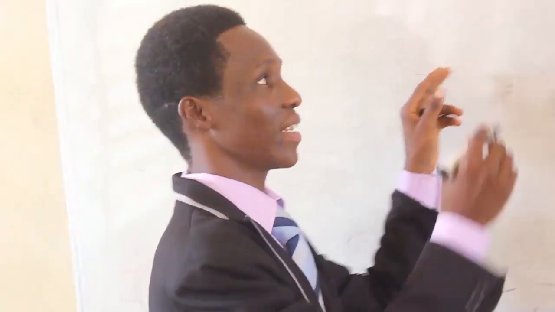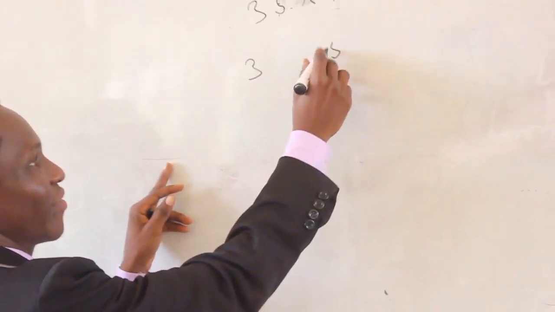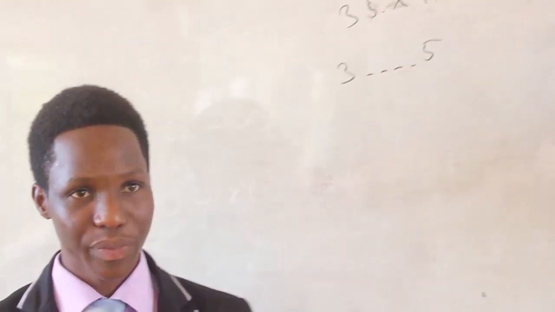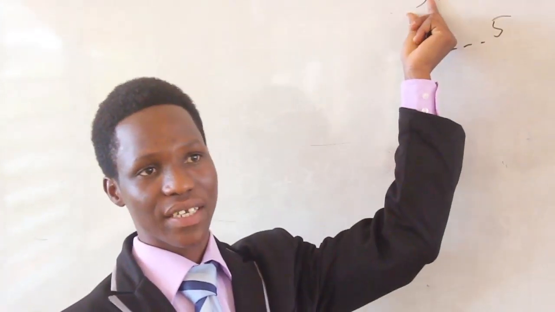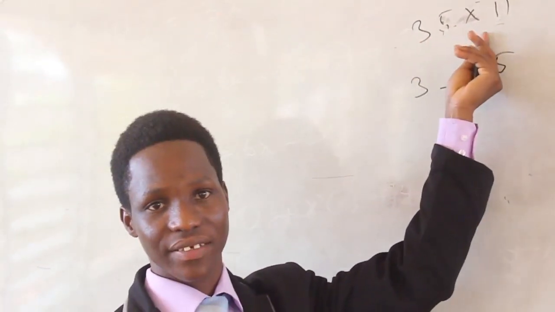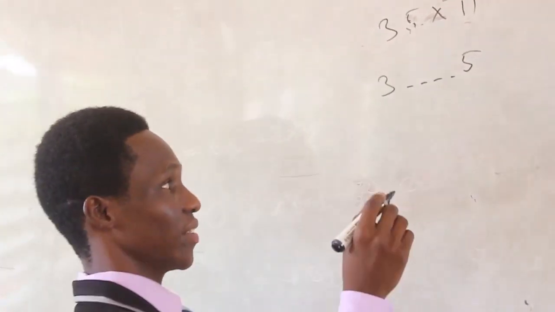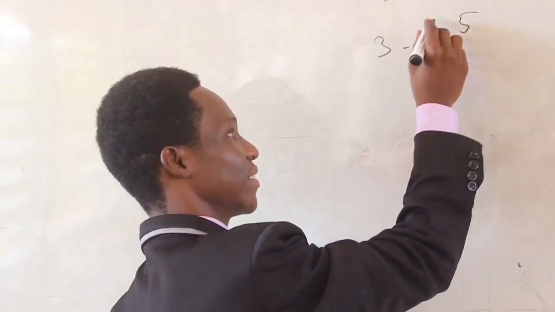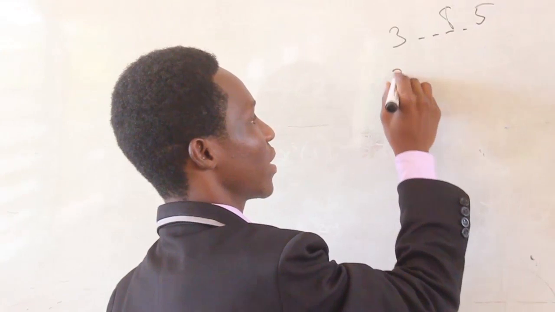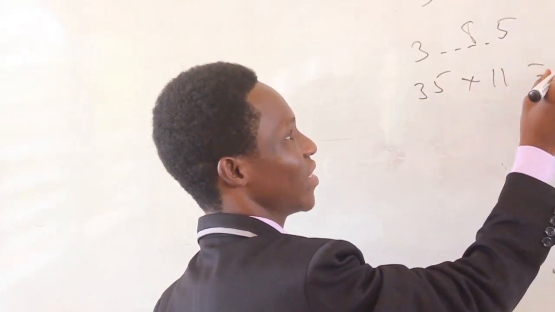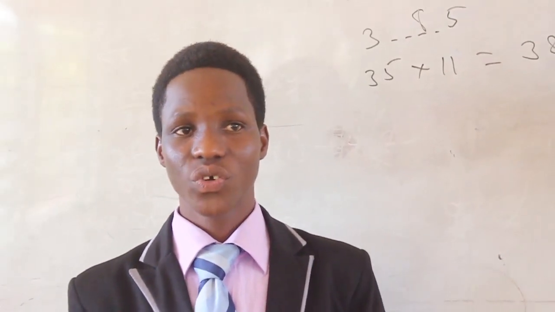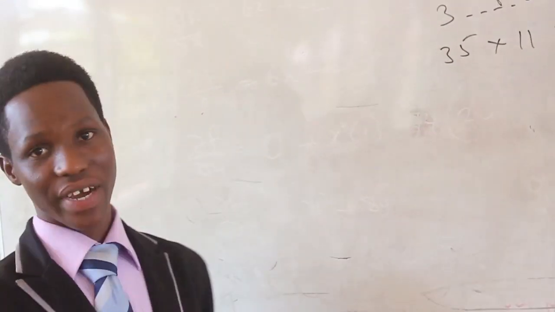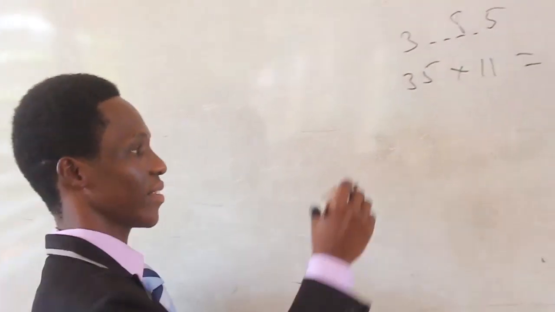As I said, first we place the two numbers apart, and that will be 3 and then 5 with a space in between. Secondly, we're going to add these two numbers. So that's 3 plus 5, which gives 8. So we place that 8 here. And so 35 by 11 equals 385.